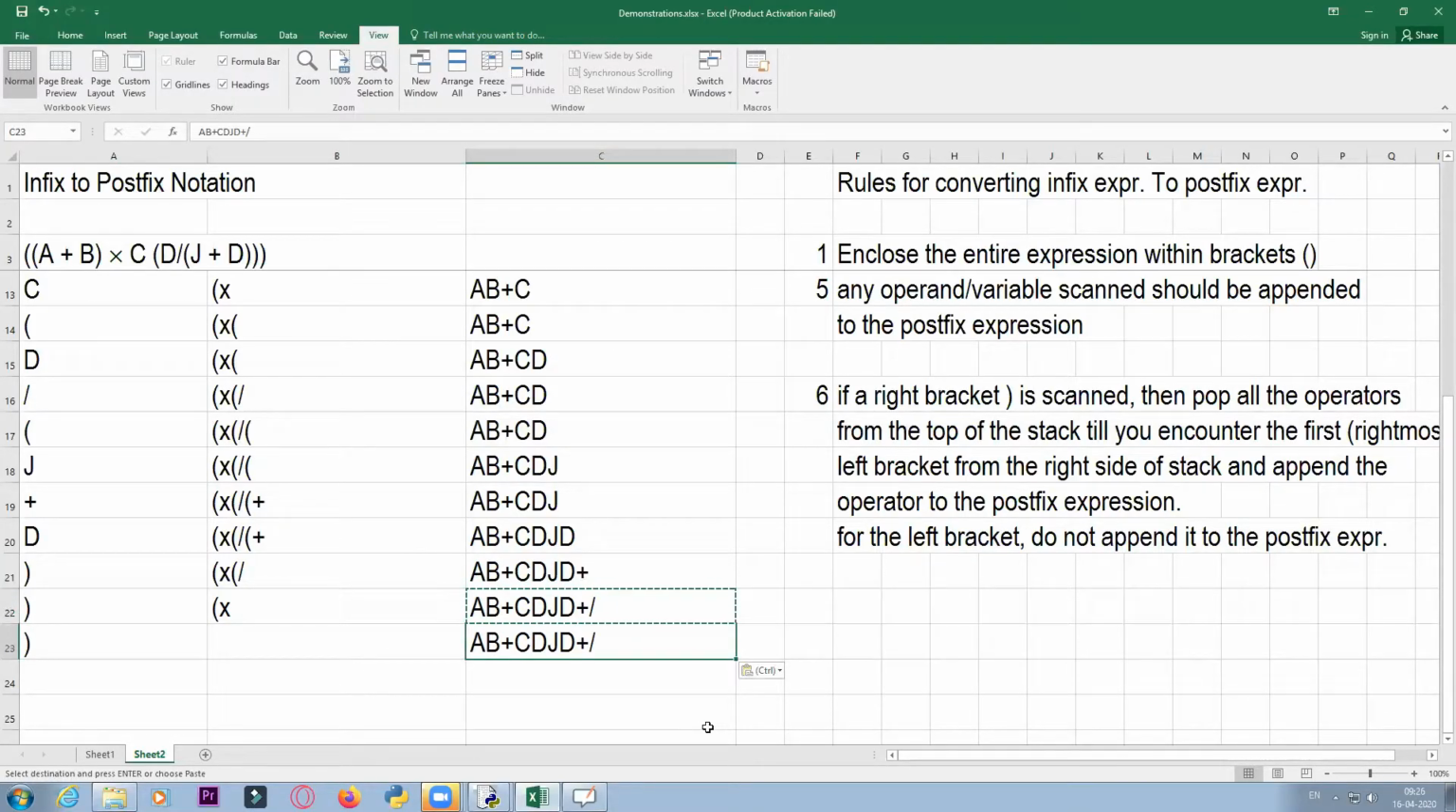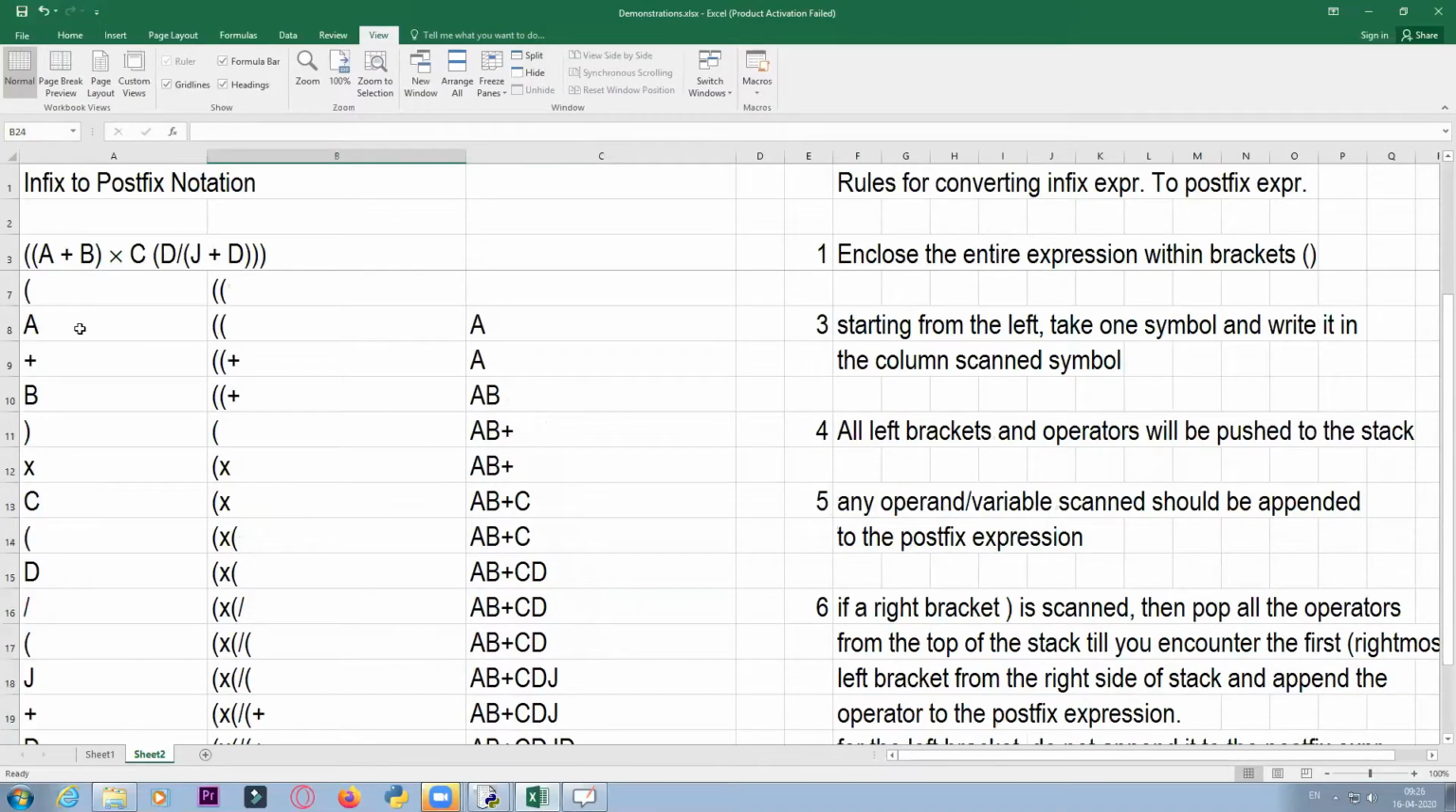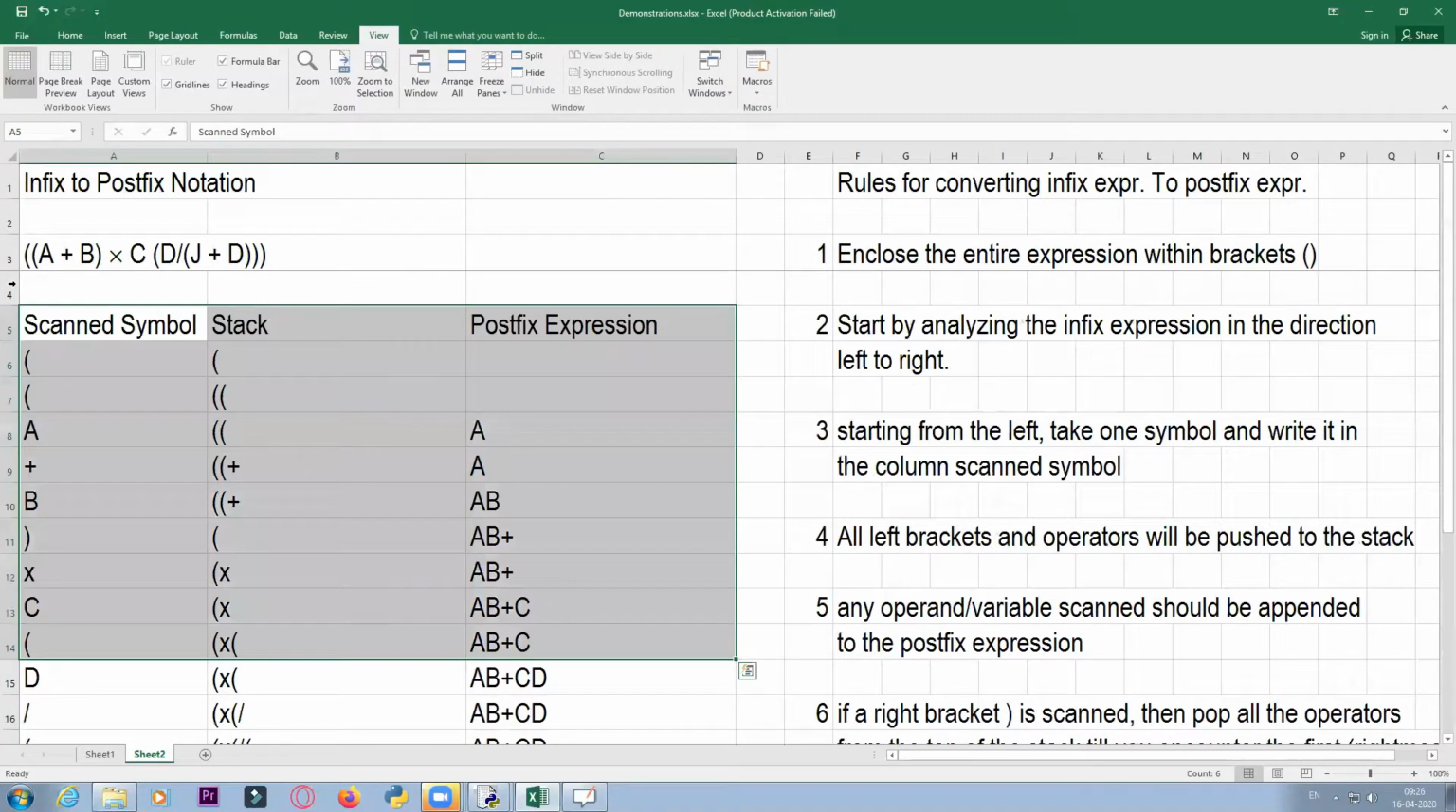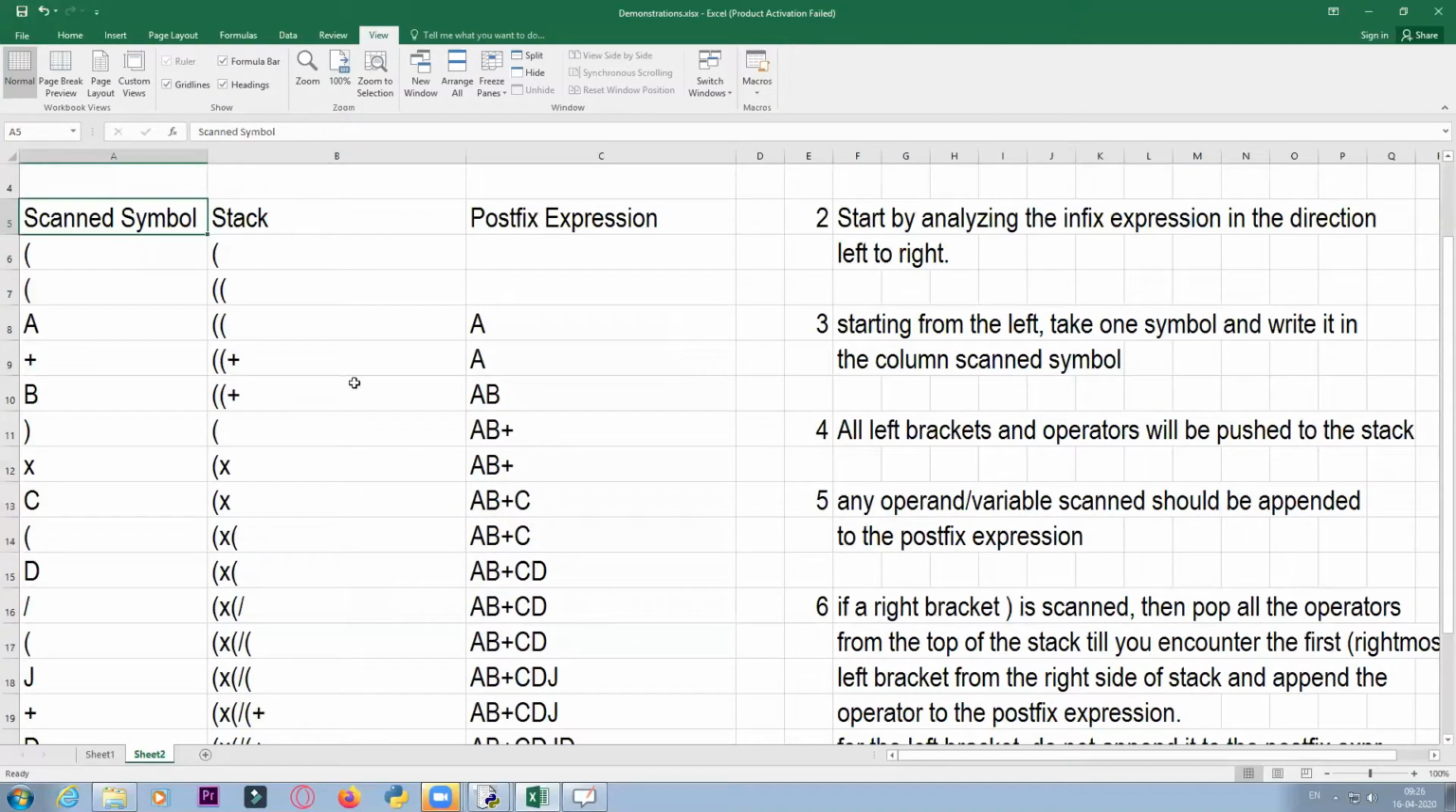So now what will be there? Multiplication would be there at last, and your stack would be empty now. I won't write anything in the stack. So our stack is now empty. So this is how you converted everything.